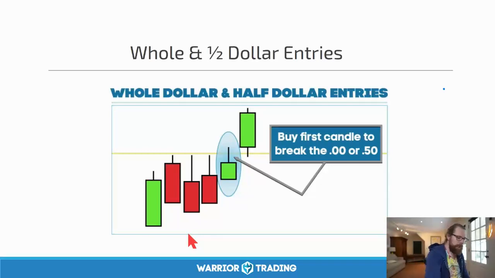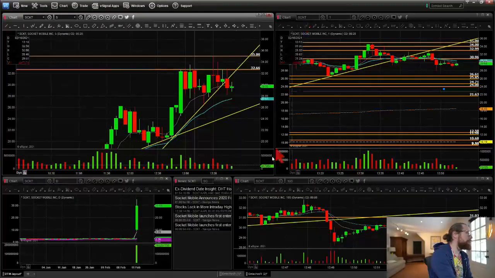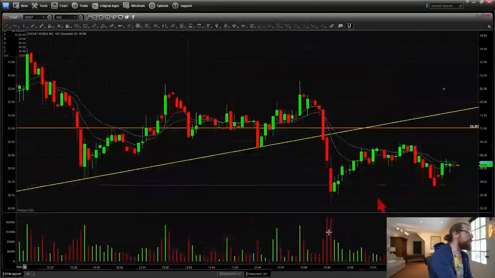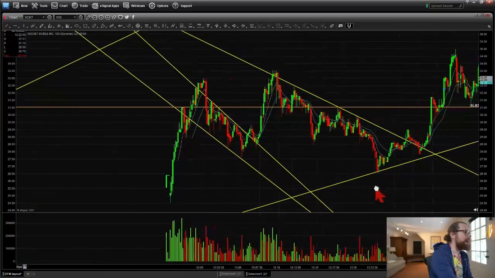But usually, if I'm going to trade just an entry based on a half dollar or a whole dollar, it's because that stock meets all of my criteria for being worth trading. So the case of SCKT today being just ridiculously strong, there were a ton of possible entries on this around half dollars and whole dollars.